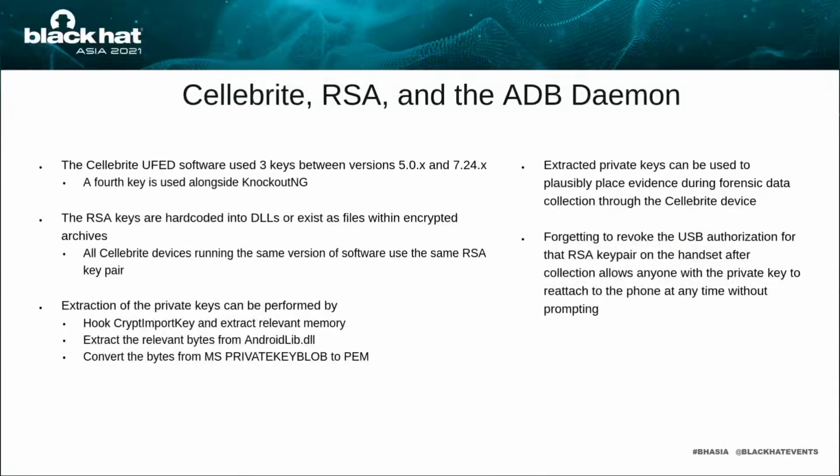A total of 3 keys were found hard-coded in the ADB client, and a 4th key was found alongside the KnockoutNG tool. You could get a copy of the private keys by hooking the right functions or just copying the bytes straight from the ADB client's DLL. With the UFED UI instructing users to permanently trust these keys, anyone with access to them could come back later and reattach to the target devices without needing the UFED at all and without any additional user prompts.